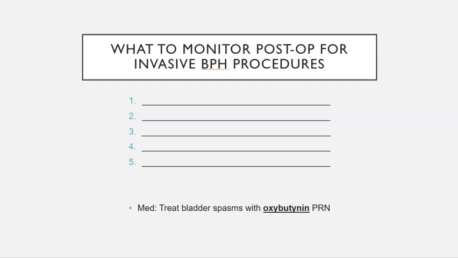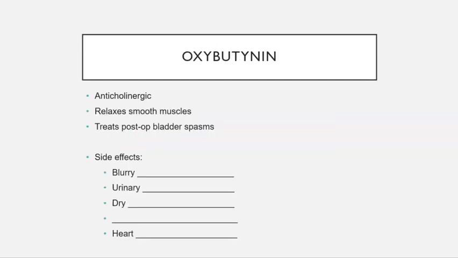What do you want to monitor for in the post-op phase for invasive BPH procedures? 1, hemorrhage. 2, bladder spasms. 3, incontinence. 4, perineal incision for infection. And 5, constipation. If your patient is experiencing bladder spasms, we can give them oxybutynin, which is an anticholinergic that relaxes the smooth muscles, and that's how it treats those post-op bladder spasms. The side effects of this medication include blurry vision, urinary retention, dry mouth, constipation, and heart palpitations.